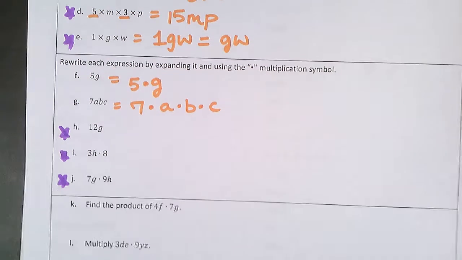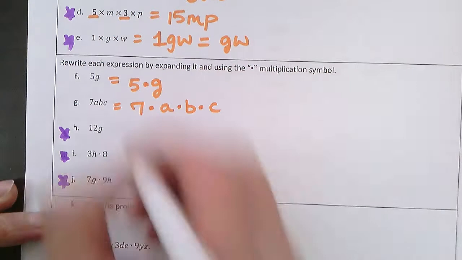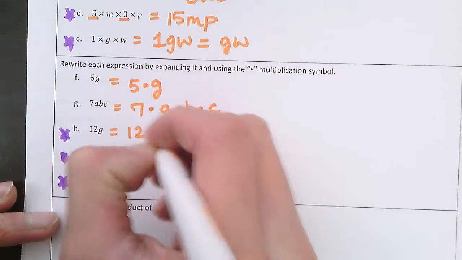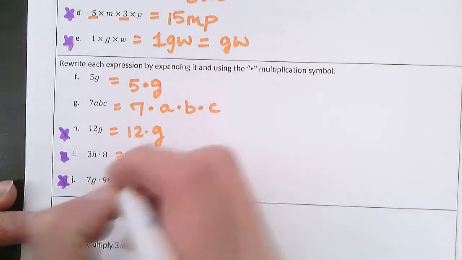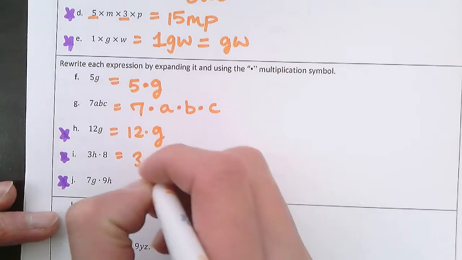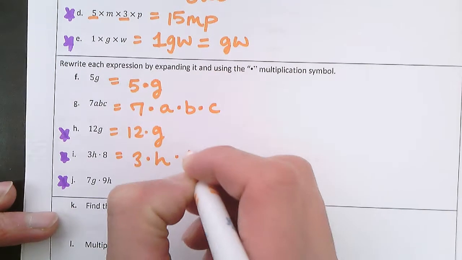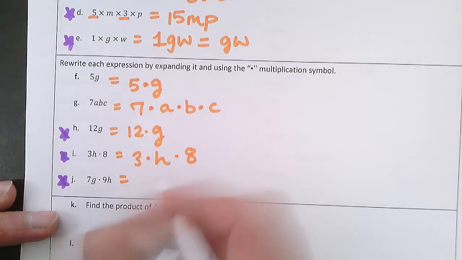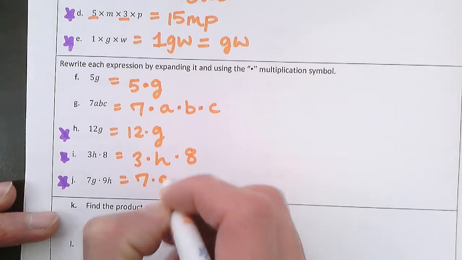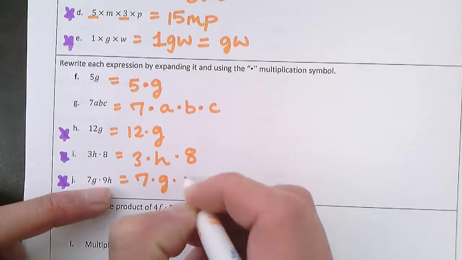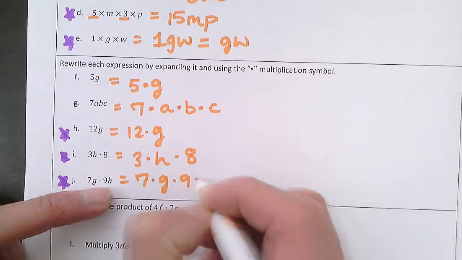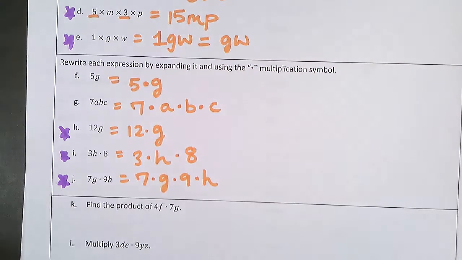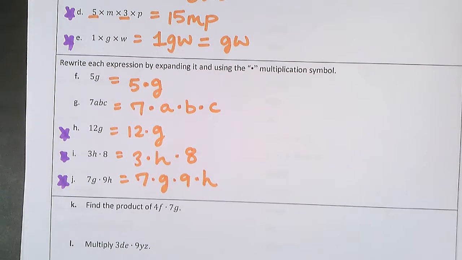Okay, let's check your work. 12g, that's the same thing as 12 times g. 3h, that's the same thing as 3 times h, and then times 8. 7g, that's the same thing as 7 times g, times 9 times h. You got all those three right, 3 gold stars for you.